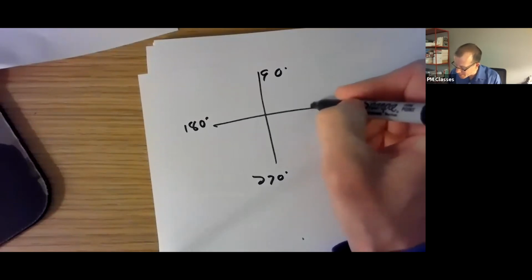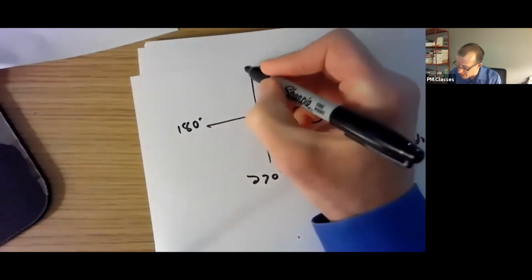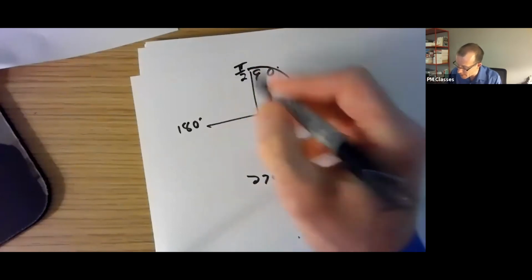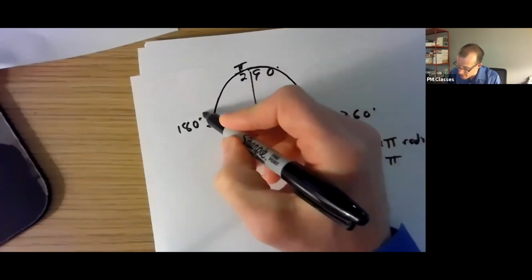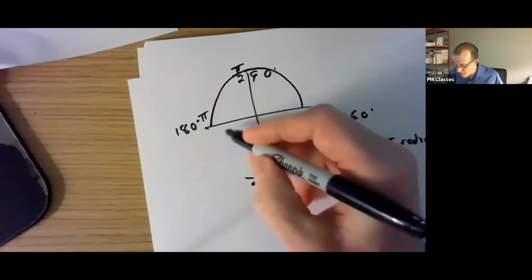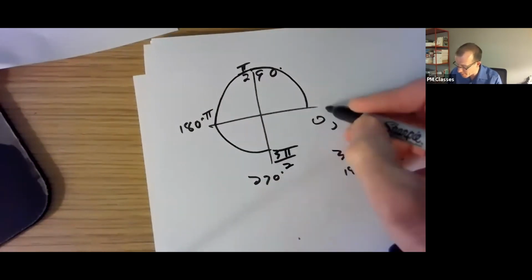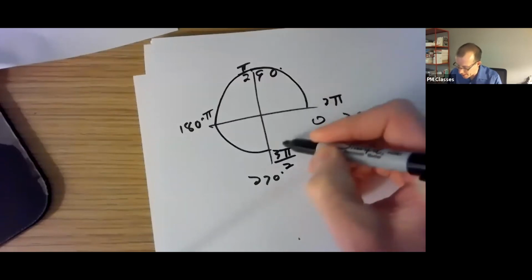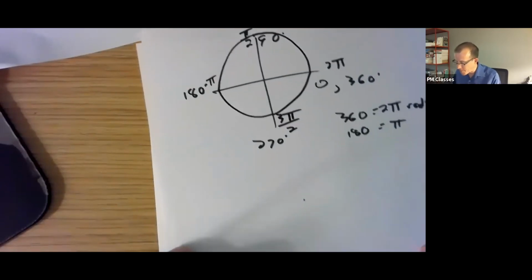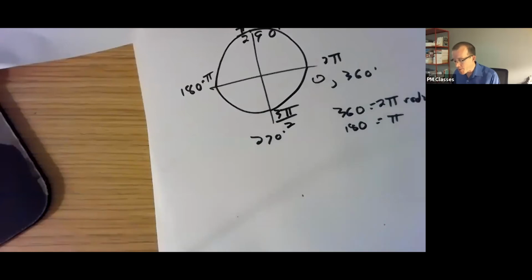So what happens is this is half of 180, so this is half of a pi radians. And then this would be pi radians. And then this would be pi and a half radians, 1.5. And then this would be 2 pi. Okay? So what might this problem look like?